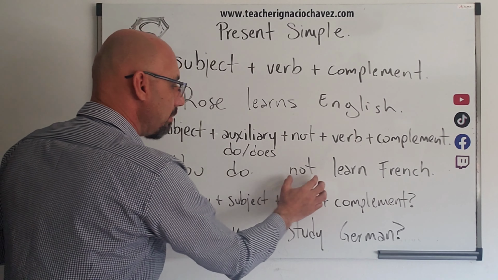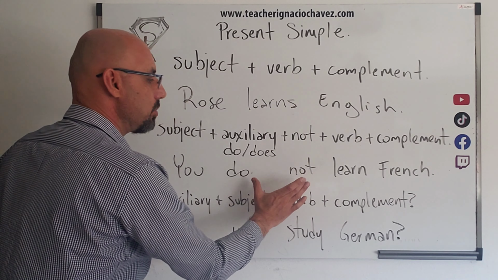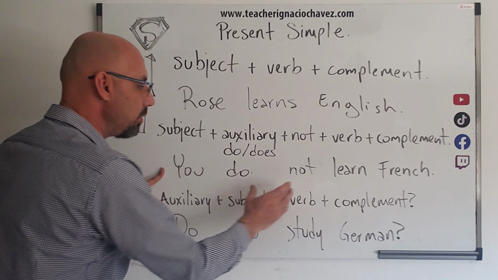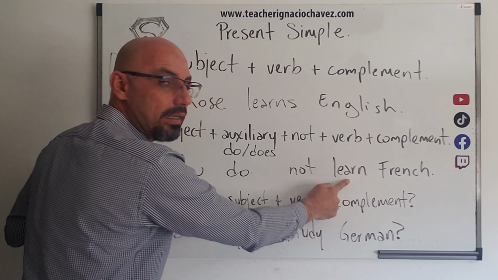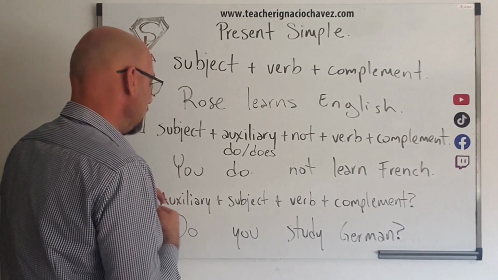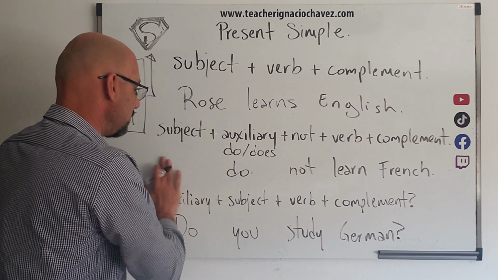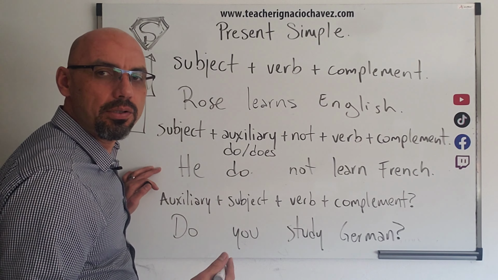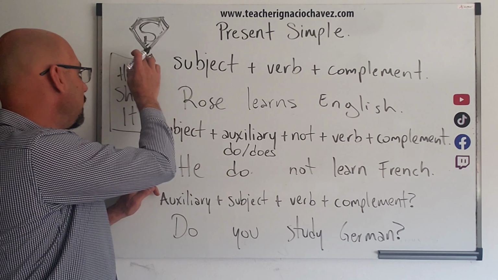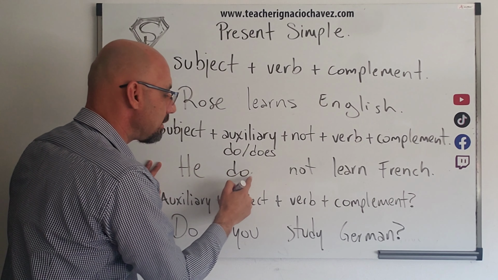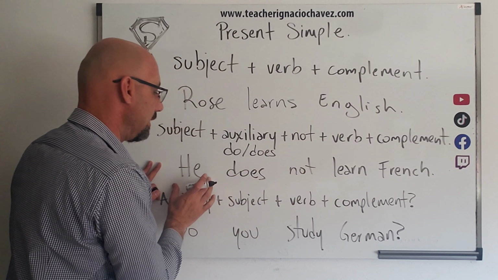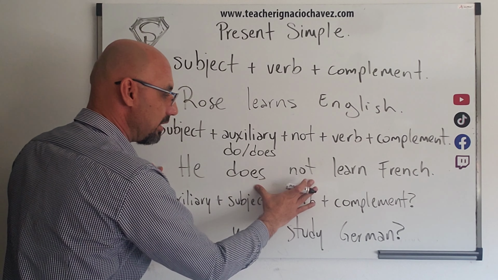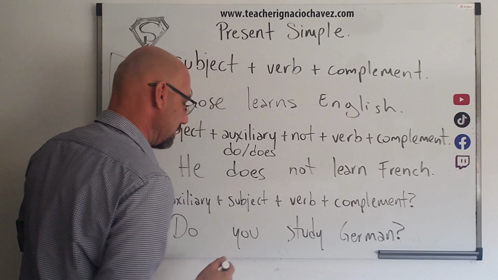Y después del do vamos a poner not. Esto quiere decir no. Así junto sería el no en español. Entonces: You do not learn French. Tú no aprendes francés. Si aquí en lugar de you yo pusiera he o Michael o cualquier nombre que represente a un he, she or it, a este do le tendría que poner does. He does not learn French. Él no aprende francés.